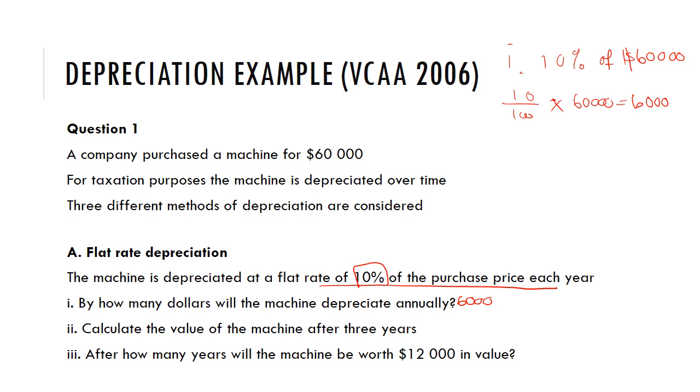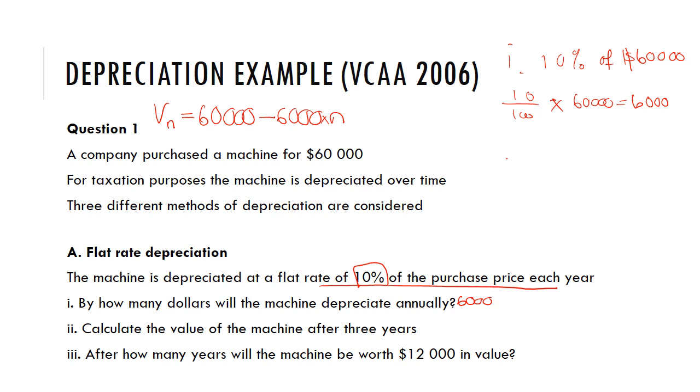6,000. Part 2, calculate the value of the machine after 3 years. And so generally I would skip straight to general form with questions like this. So our general form with the information we've got will be V_N, so the value after N number of years, will be the initial price, so $60,000, minus D, and we found out that was 6,000, times N, the number of years.